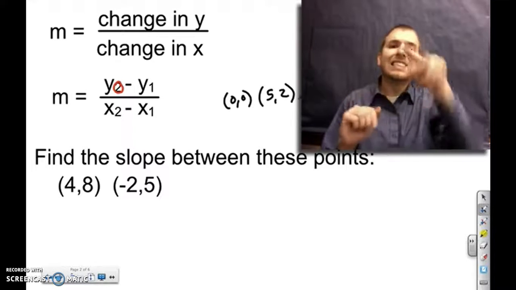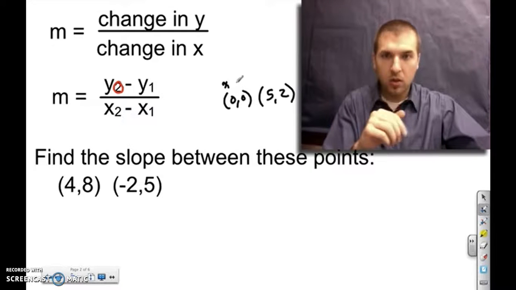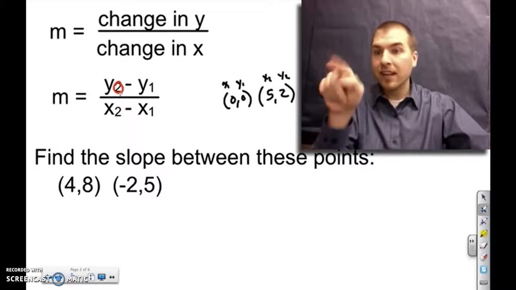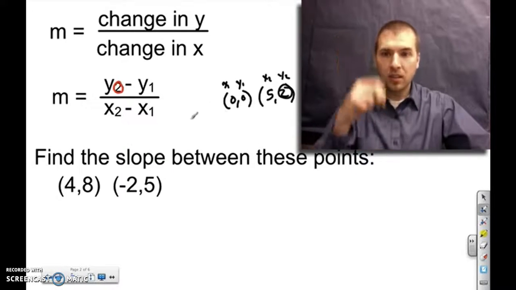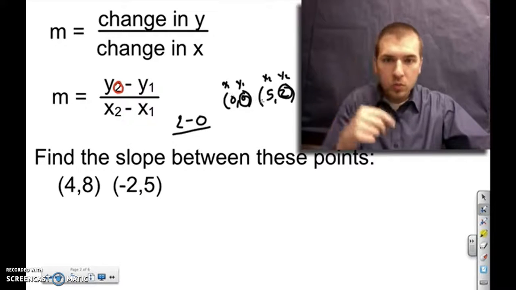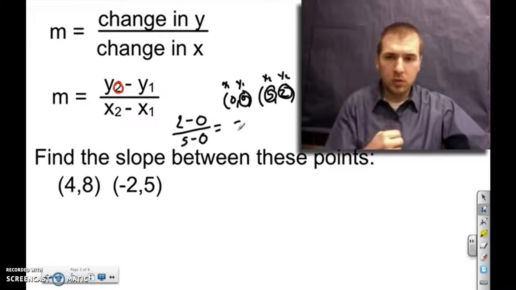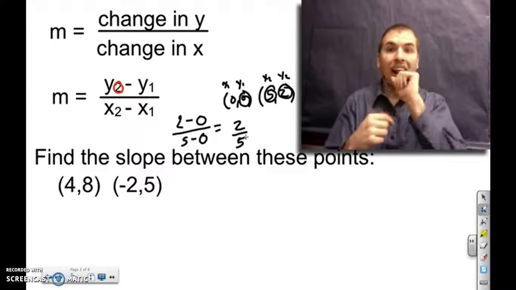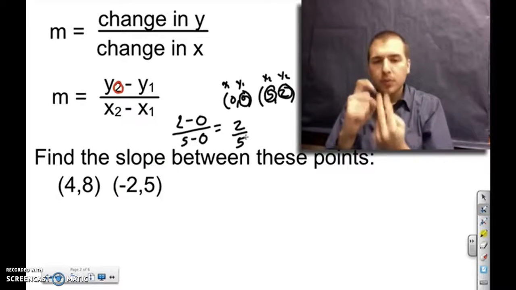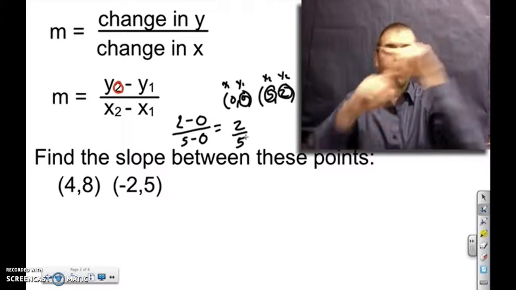So y2 is the second y. This 0 is x1, this 0 is y1, this 5 is x2, and this 2 is y2. So it's 2 minus y1, which is 0, over x2, which is 5, minus x1, which is 0. So it's 2 over 5. There's a y and a y, and x1 and x2. It's important that you understand that for measuring the slope.